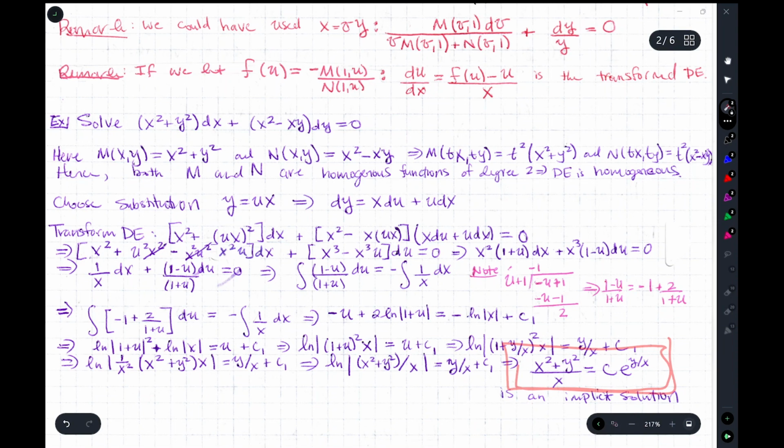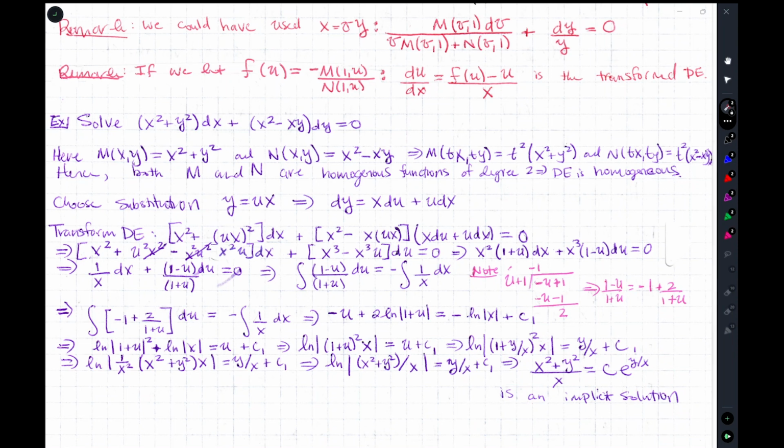You can't solve for y explicitly there, okay? But we just solved this differential equation. If this was an IVP, we could fix c, but it's not an initial value problem.